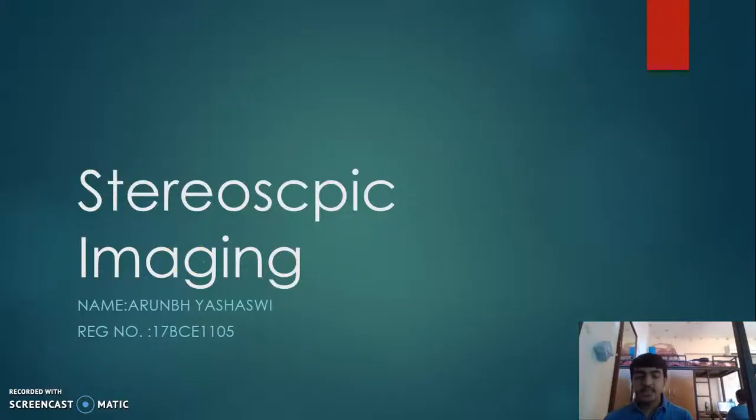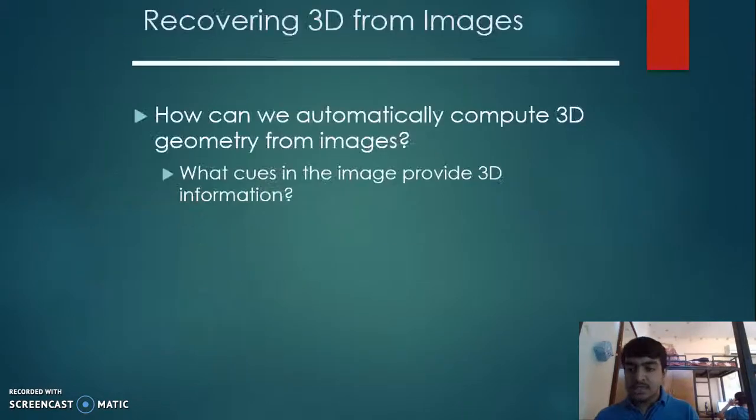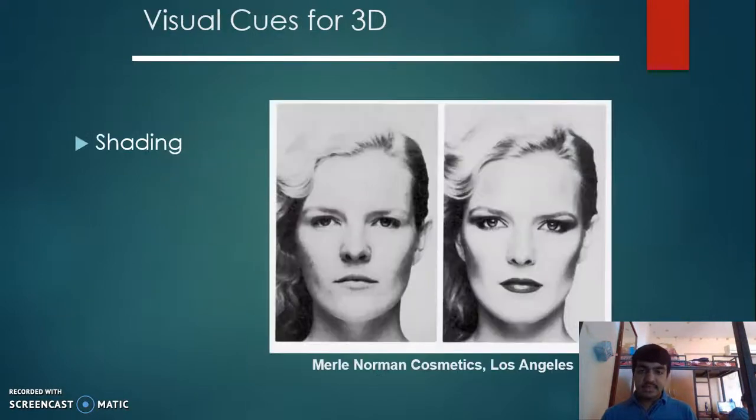We are going to discuss stereoscopic imaging or 3D vision. Now let's proceed: recovering 3D information from images. How can we automatically compute 3D geometry from an image? What cues in the image provide 3D information? That's the basics of it.